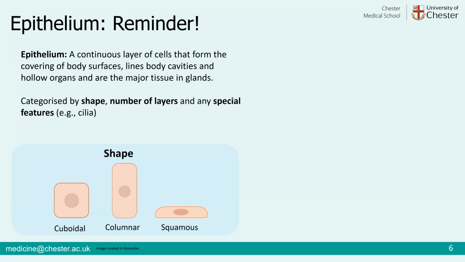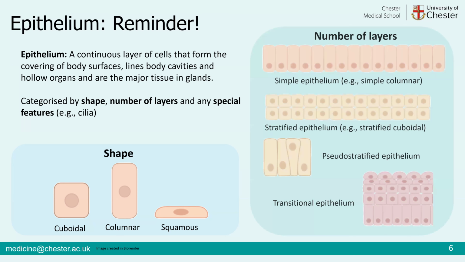Our columnar cells are taller than they are wide, and our squamous cells are those very flattened cells. They may not always look as neat a shape as that, but by estimating width versus height, you can figure out which shape descriptor you would use. And we also have the number of layers.